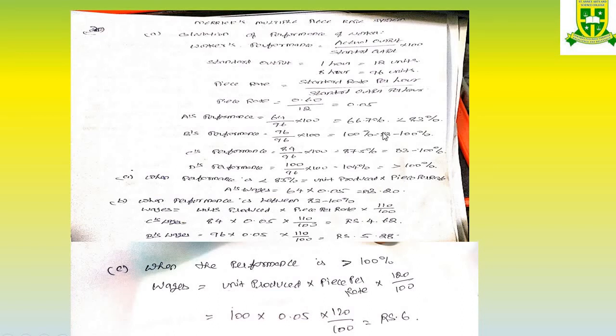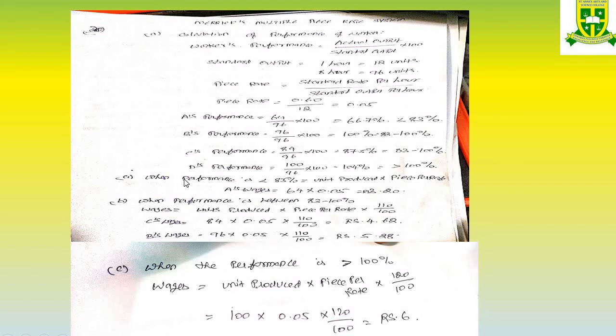Now analyze and categorize. I have told you 3 categories. First one is less than 83, then 83 to 100, and above 100. A's 66.7 is less than 83. B's performance is 100%, so it comes under the category of 83 to 100. C's performance is 87.5, which is 83 to 100%. D's performance is above 100, because its percentage is 104.